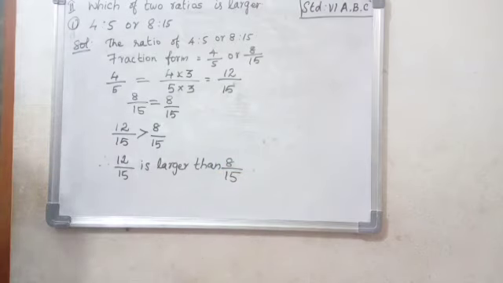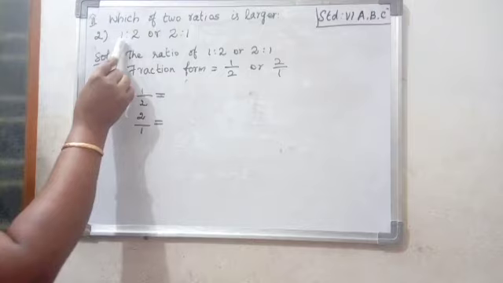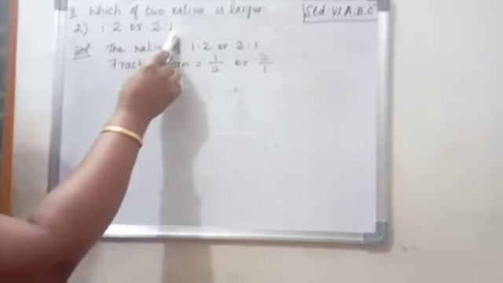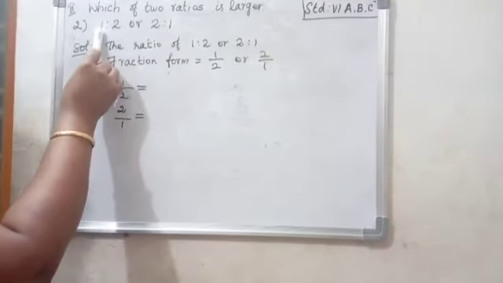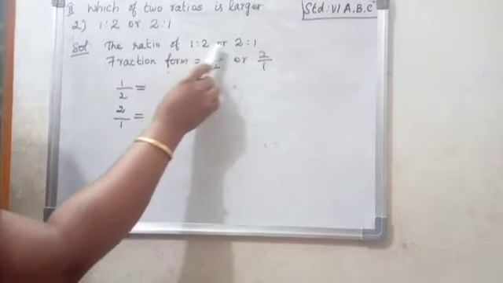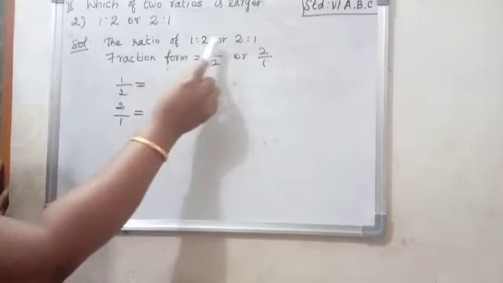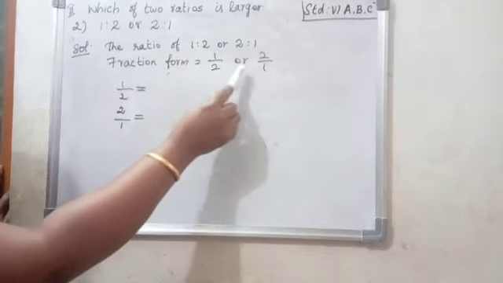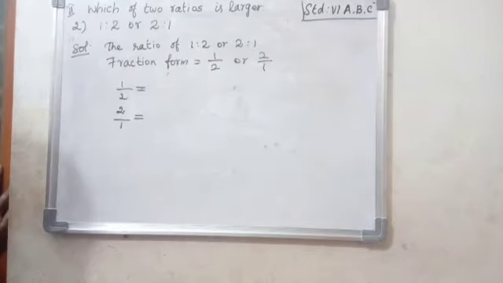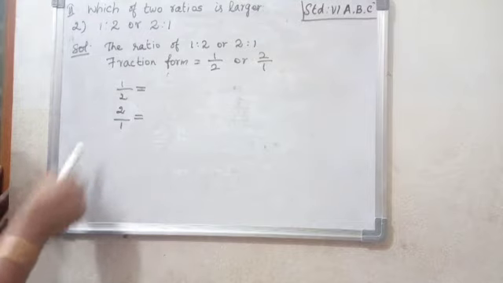Next, second question. 1 is to 2 or 2 is to 1. First write the ratio form: 1 is to 2 or 2 is to 1. Write the given question. Second, the fraction form: 1 by 2 or 2 by 1. Next, find the equivalent fraction.